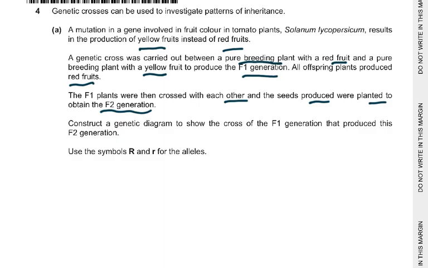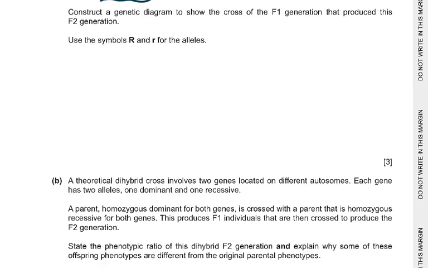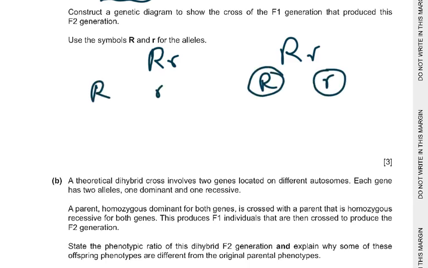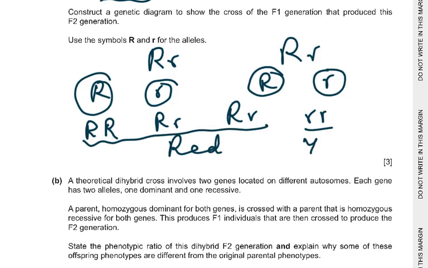Construct a genetic diagram to show the cross of the F1 generation that produced the F2 generation using the symbols R and r. So this would be very simple, Rr crossed with Rr, because the F1 generation is always heterozygous. And then you show the gametes, you circle them, you get a mark for that. And then you get RR, Rr, Rr, and rr. So these would all be red, and this would be yellow. So there's 3 marks for that.